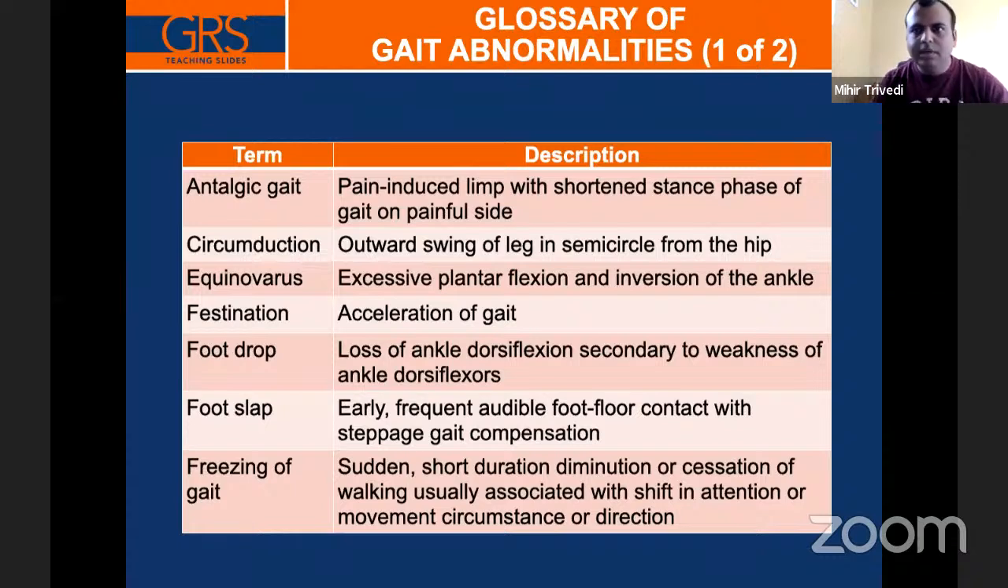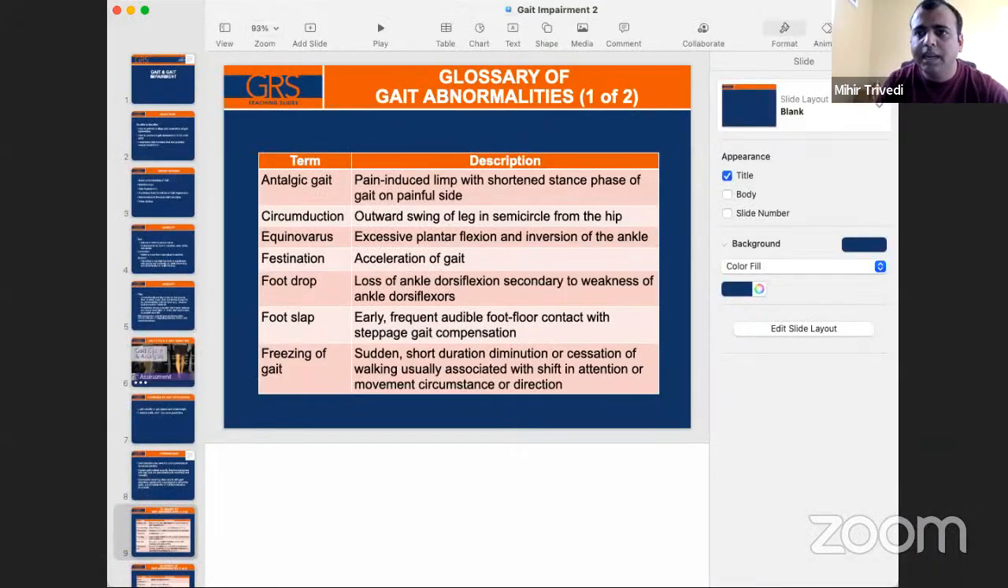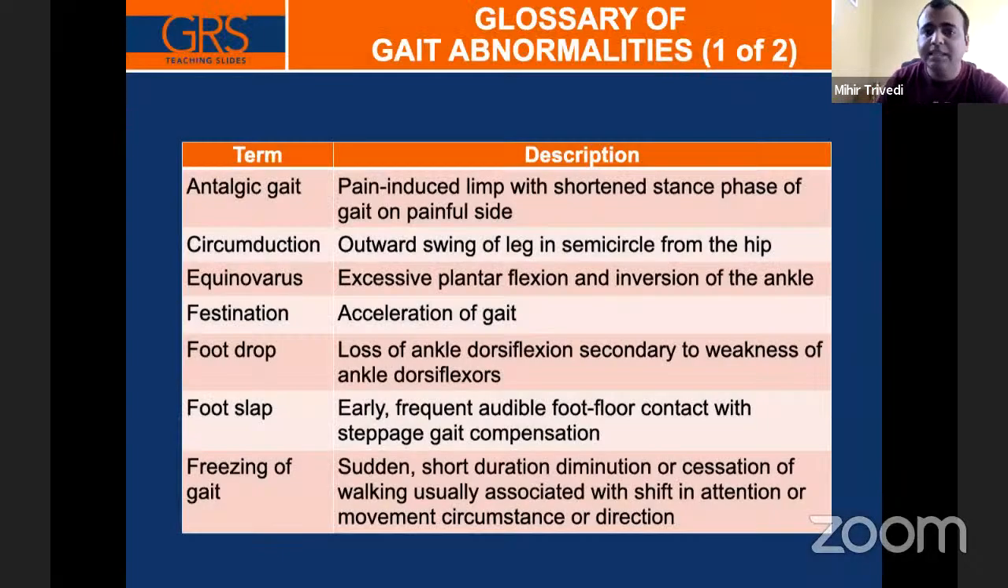Now, next one is a glossary of gait abnormalities. So, the term antalgic gait means pain during ambulation, usually limping with shortened stance phase of gait on the painful side. Next one is circumduction, outward swing of leg in a semicircle from the hip. Equinovarus, which is excessive plantar flexion and inversion of the ankle. Festination is an acceleration of gait.